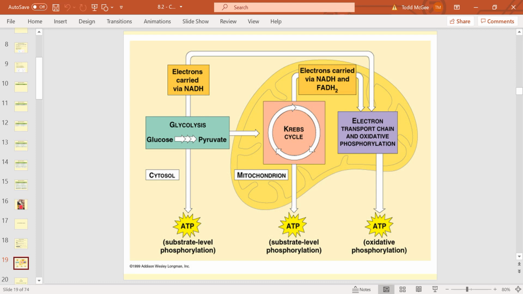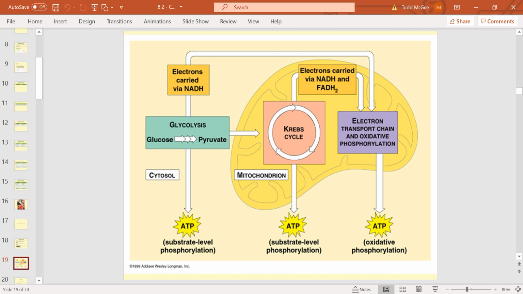Hey, good morning. I'm going to go ahead and introduce us to glycolysis. But first, as an introduction, just remember that glycolysis is a cellular process that takes place within the cytoplasm. It does not take place within the mitochondria. The Krebs cycle takes place within the mitochondria, as does the electron transport chain.